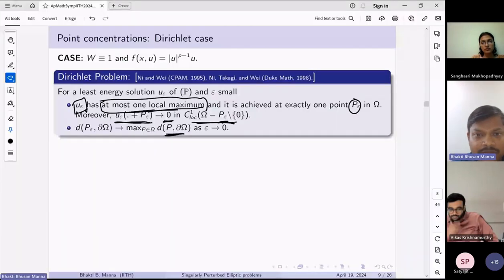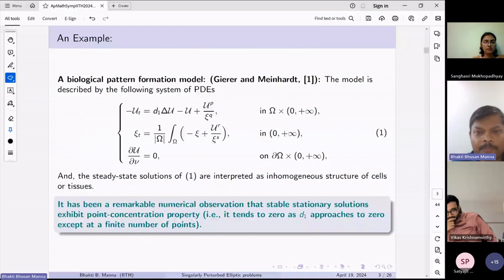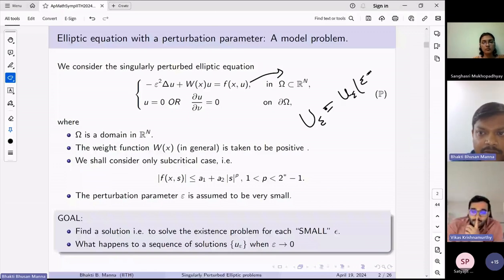there is a sort of idea of how you calculate this. Maybe I can explain here. The moment you do scaling, let's say you take capital U epsilon equal to small u epsilon of epsilon y plus p epsilon. Or let us fix a point Q.